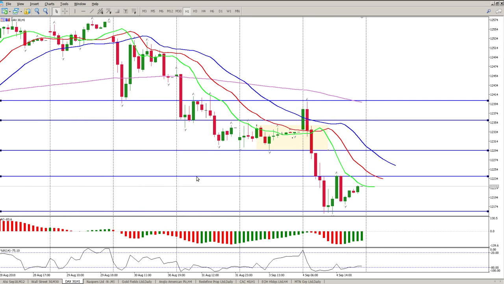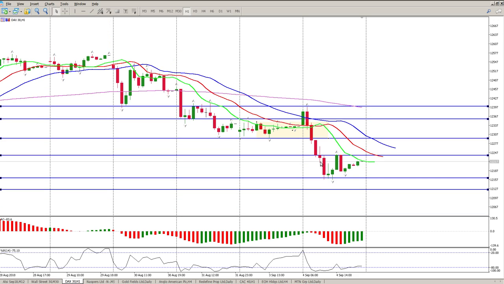But for now, we did consolidate. We've broken the consolidation to downside. We are at a pretty big level to downside, so you're going to have to wait to see whether we do get a trend change. But for now, I don't see a strong trend change possibility. It may be, but I suspect we come up.